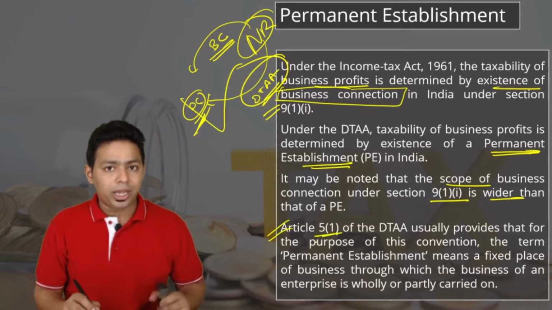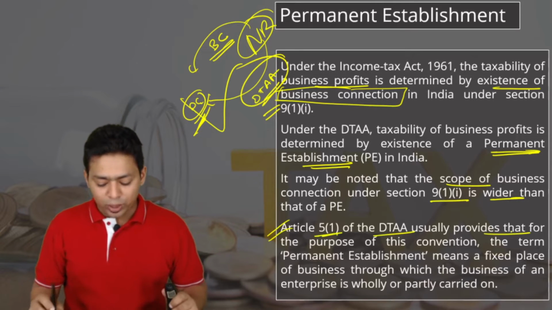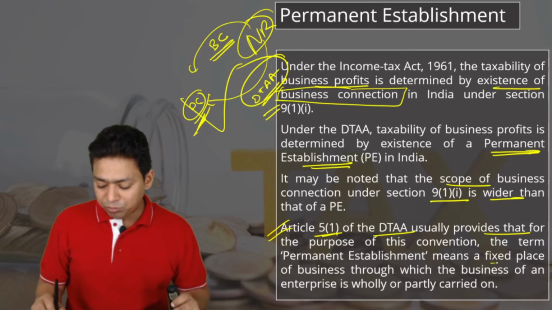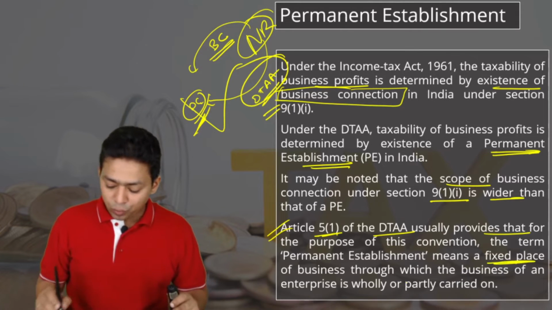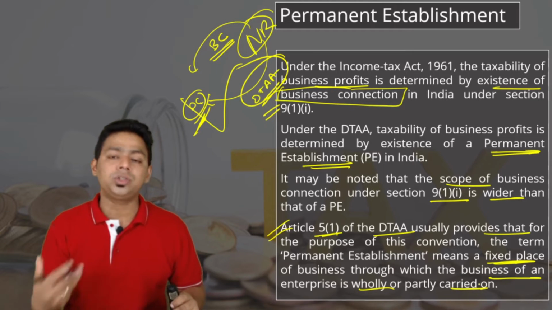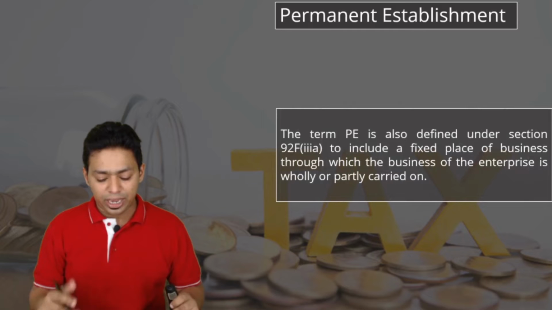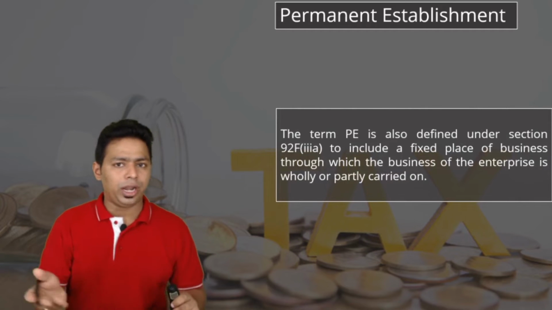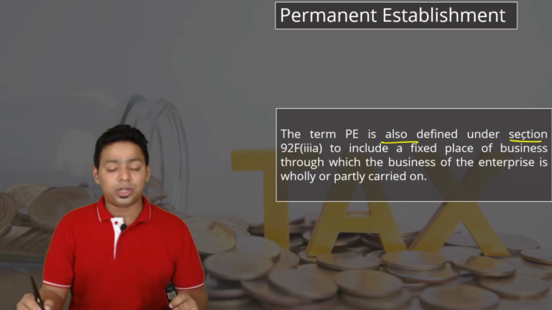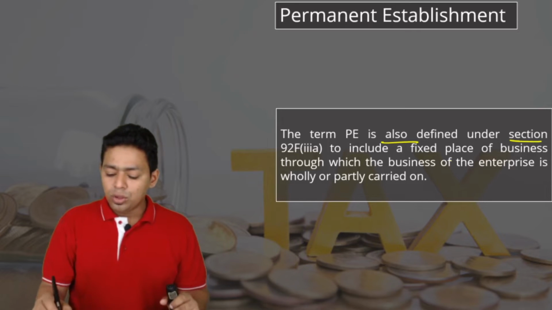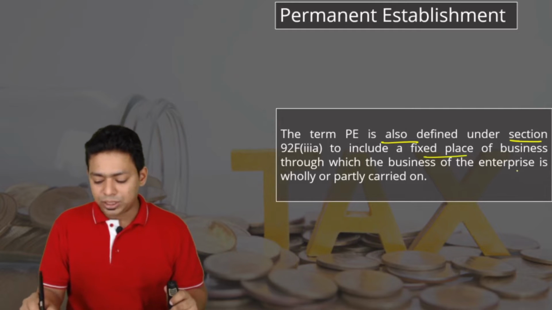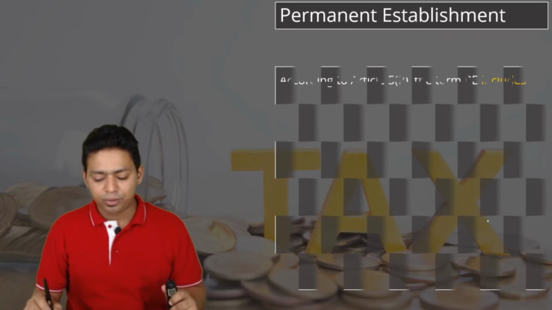Article 5(1) of DTAA usually provides that for the purpose of this convention, the term permanent establishment means a fixed place of business through which the business of an enterprise is wholly or partly carried on. It can include branch, subsidiary company, agent. So a lot of things are included in the permanent establishment. The term permanent establishment is also defined under section 92F, that is transfer pricing, to include a fixed place of business through which the business of the enterprise is wholly or partly carried on.